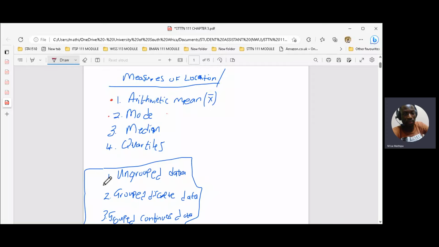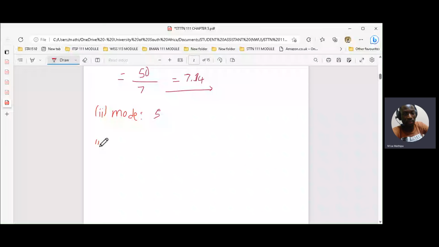Then we're done with the arithmetic mean and mode for ungrouped data. Now we go to the median, followed by the quartiles. Let's look at the median part. This is Roman figure 3. We'll look at the median.